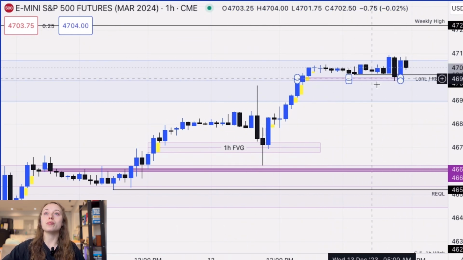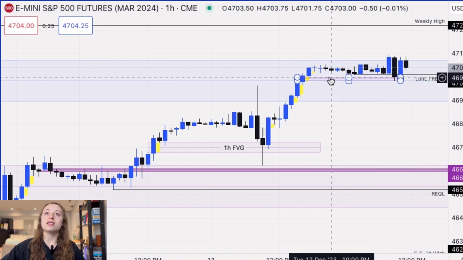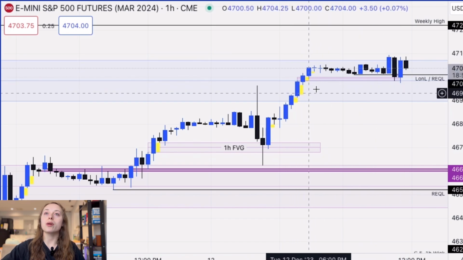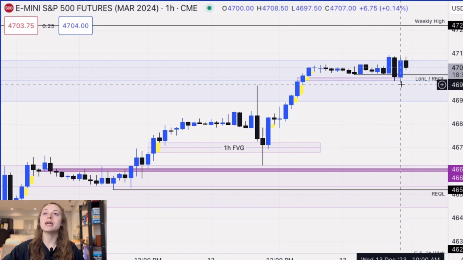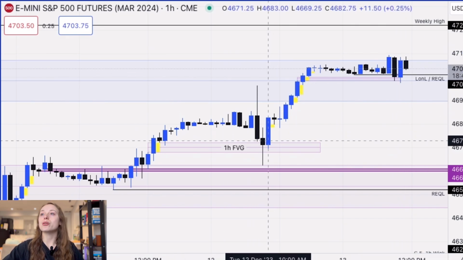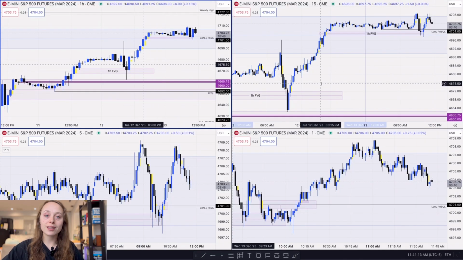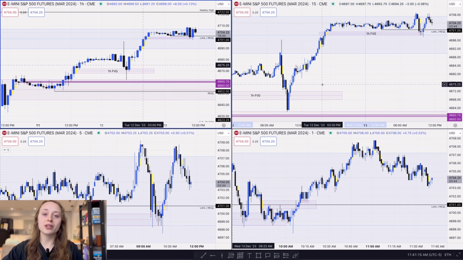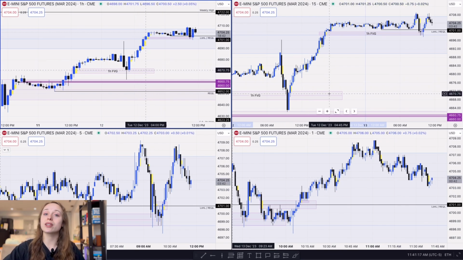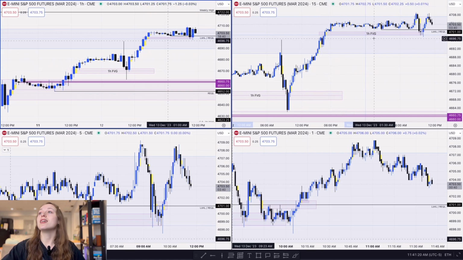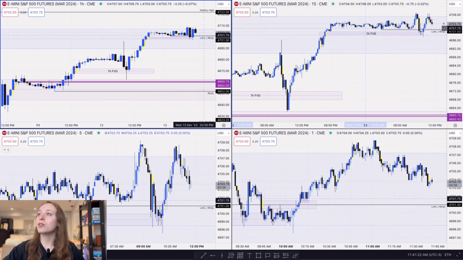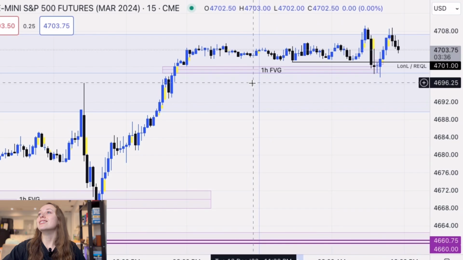This morning we didn't have much movement, as you can see. I did have this 1 hour fair value gap marked out. We traded down into it and then we traded higher. So that was awesome to see. We didn't get in a trade this morning just because the markets were moving slow and we are expecting more movement in the afternoon.